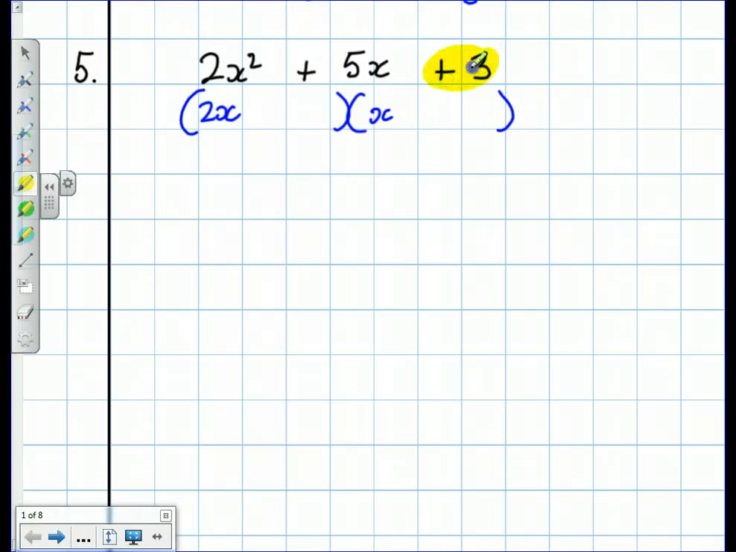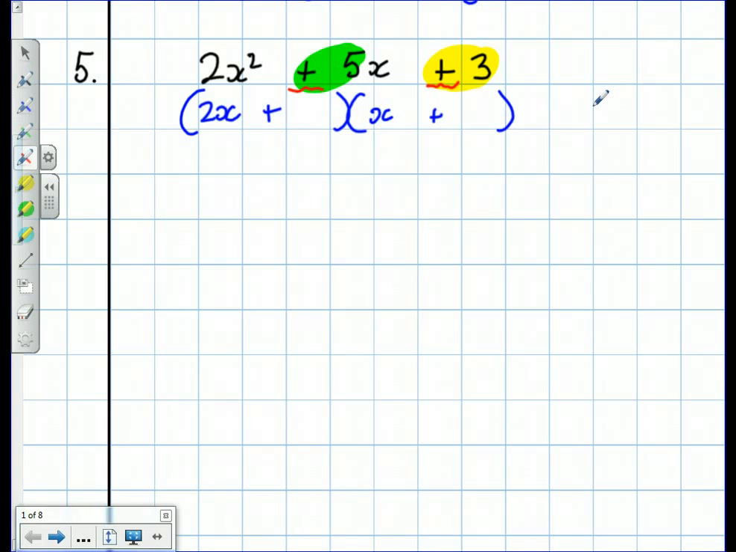Now, let's have a look at the rest of this. I need two numbers that multiply together to give me plus 3, but when I expand the bracket, I get plus 5. Now, if we look carefully at the symbols here, I've got a plus in front of the 3, the last term, and a plus here. This plus tells me that both the symbols in the brackets are the same. This symbol, being a plus, tells me that both are plus. Now the hard work.